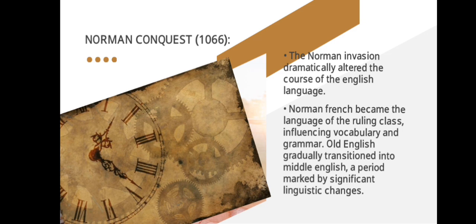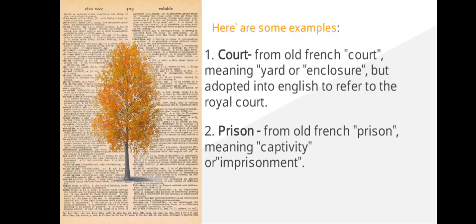So this meant that Old English, the language of the common people, started to change over time. Many French words entered the English language and some of the grammar also shifted. So this period of change is called Middle English. So here are some examples of words that are clearly of Middle English origin, meaning they entered the language during that period due to Norman French influence.